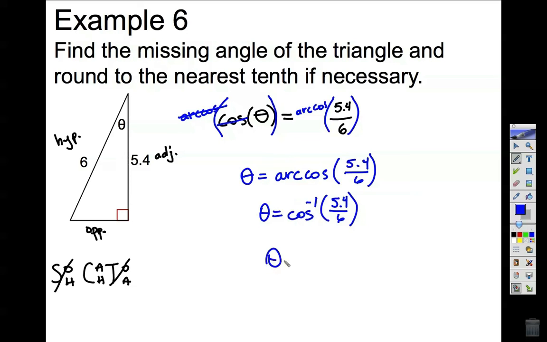Once you do this in the calculator, we get that theta equals 25.841, which means that theta is about 25.8 degrees.